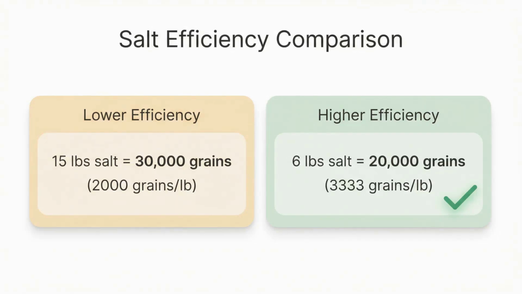When setting up the softener, salt capacity is crucial. You might think using more salt is better, but it is actually less efficient. For instance, using 15 pounds of salt per cubic foot of resin removes 30,000 grains, which is 2,000 grains per pound. But a factory setting of 6 pounds removes 20,000 grains, yielding over 3,300 grains per pound. It is much more economical.